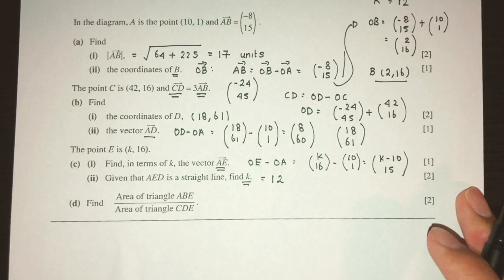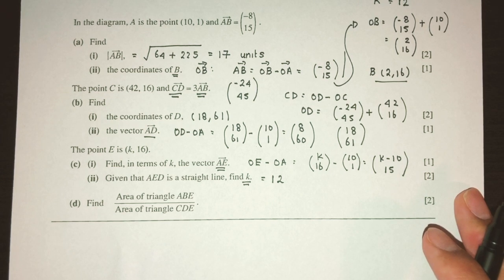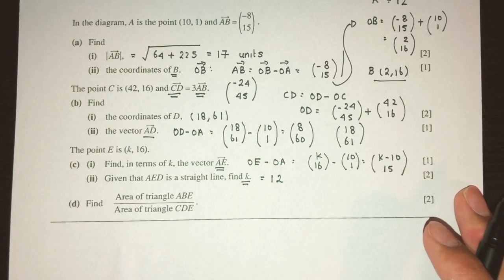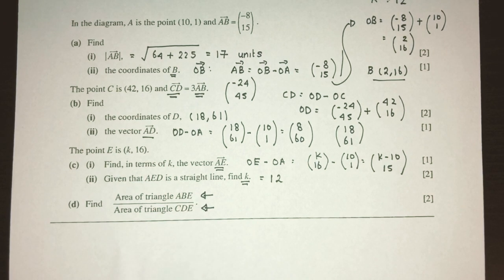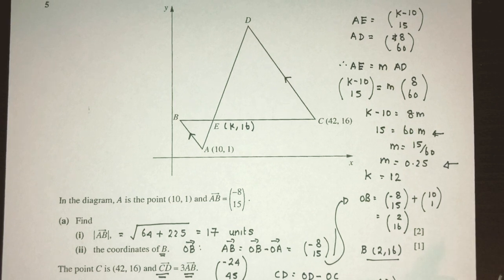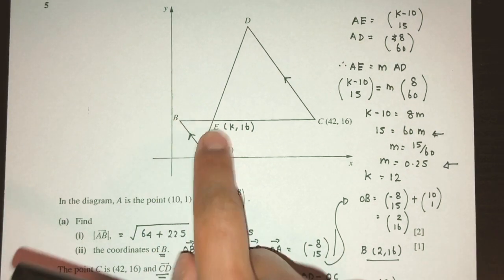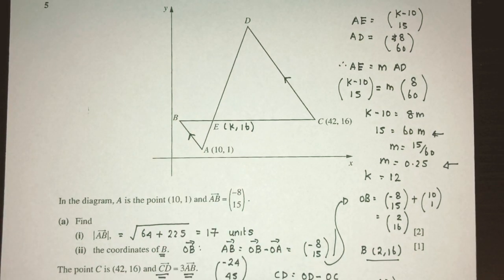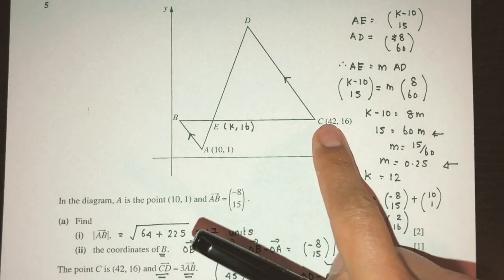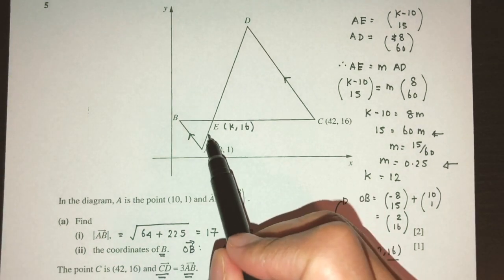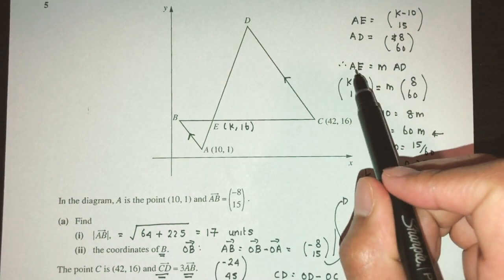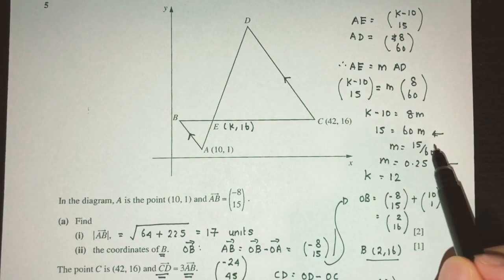And finally, part D, we have to find the area of triangle ABE and the area of triangle CDE. Okay, so where are those two triangles? So ABE is this one, and we have CDE. We know the ratio of these two already now. So the ratio of this one, AE, m is what? m is 1 over 4.